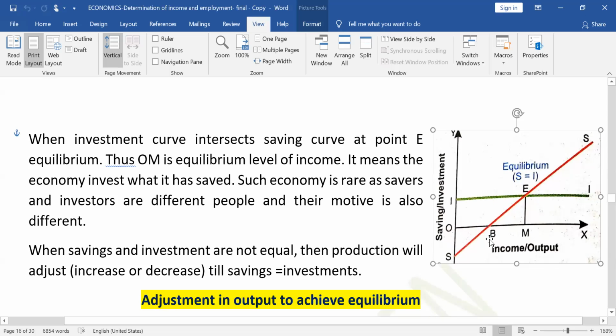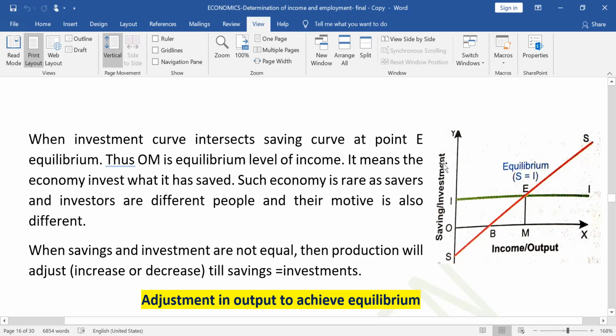In this diagram, the x-axis represents income or output or aggregate supply, and the y-axis represents savings and investment. Now, this green line II is the investment curve. Investment curve is parallel to the x-axis because in the short period investment remains constant according to Keynes. According to Keynes, investment cannot be changed in such a very short time period. So this investment curve remains parallel to the x-axis.